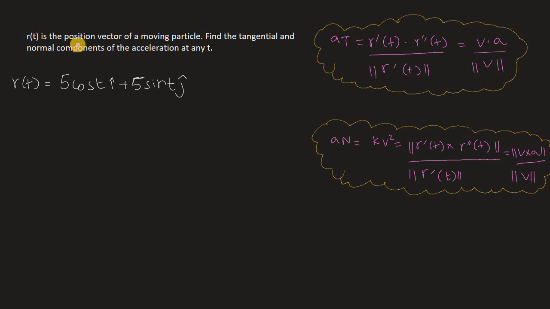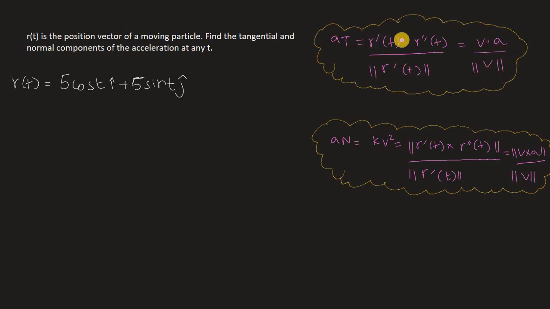Hi guys, in this video we're solving for the tangential acceleration and the normal acceleration. These are the formulas to find it. To find the tangential acceleration, this is the formula. If we're given a vector function like this, we take the derivative of it and then dot product with the second derivative of the vector function and then divide it by the magnitude of the vector function. And you can write this formula in the form of velocity and acceleration as well.